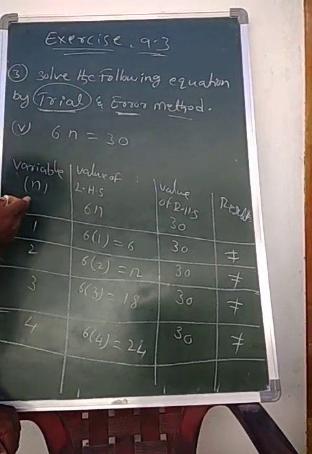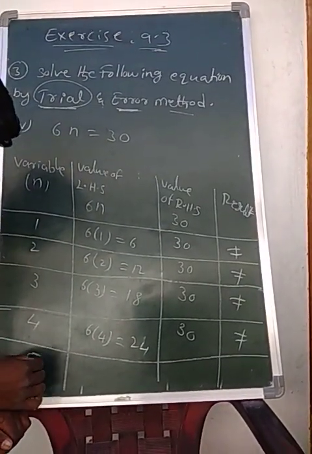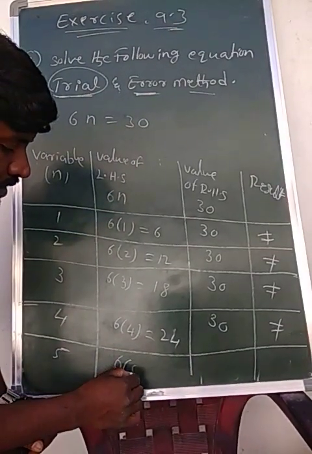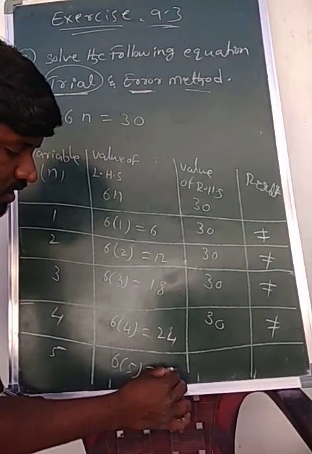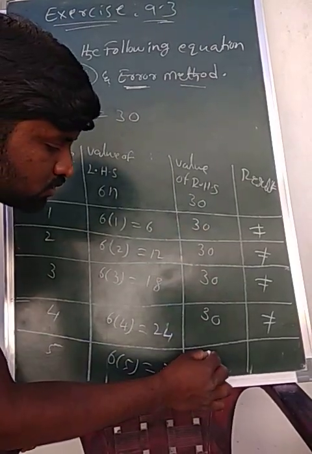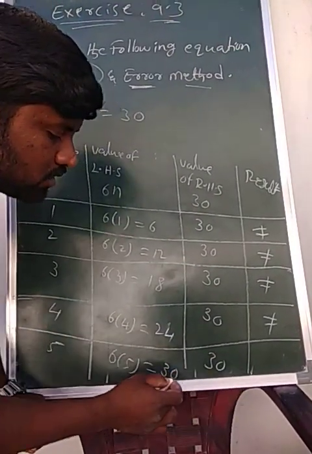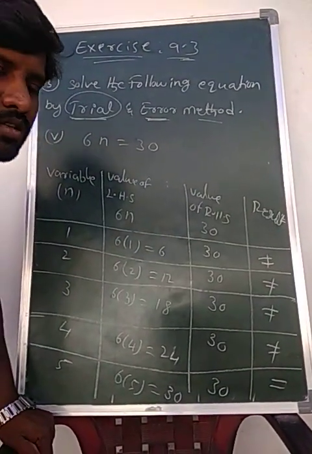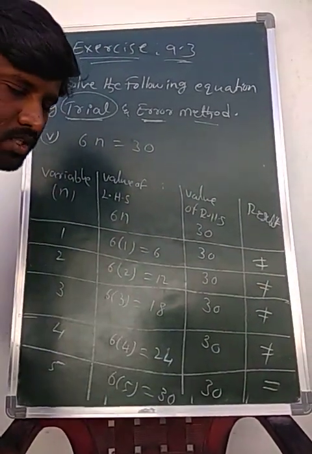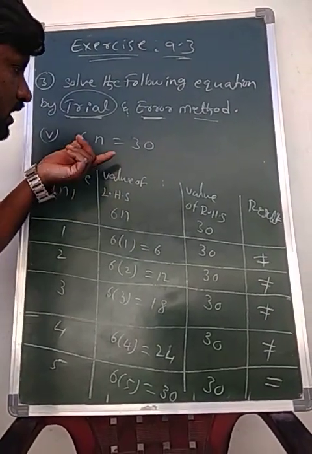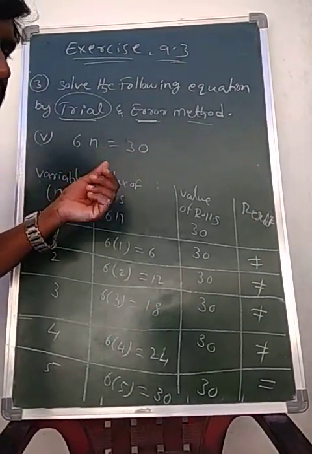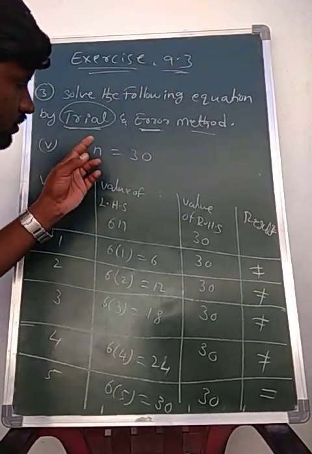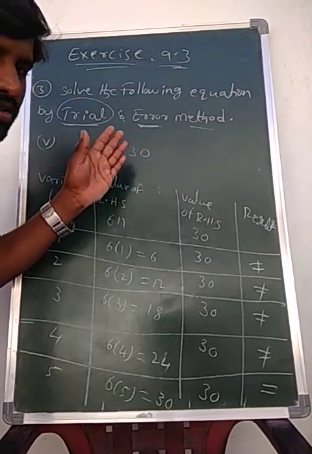Okay. Next I'm going to take in the place of n 5. Then 6 of 5. 6 5s are what now? 30. The RHS value is also 30. 30, 30 equal. So the result is equal. So we can say that the equation 6n is equal to 30 is satisfied if n is equal to 5, where LHS is equal to RHS.